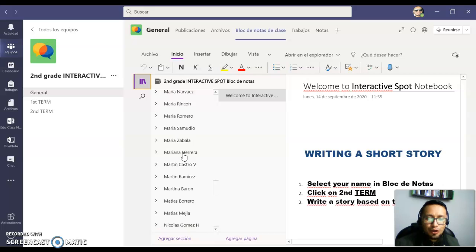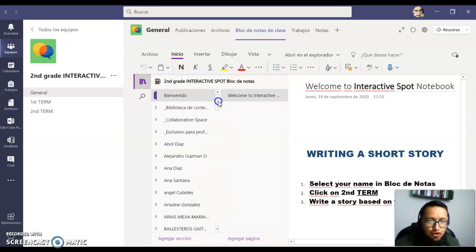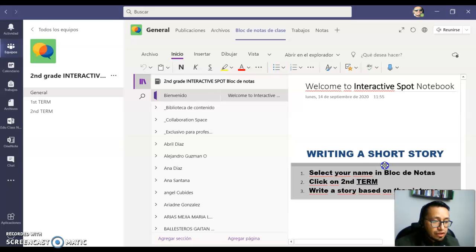I have all the names of all the students of second grade, so don't worry. You don't have the same information in your account. You only find your name. So the first instruction says, select your name in Blog de Notas. So you have to select your name.